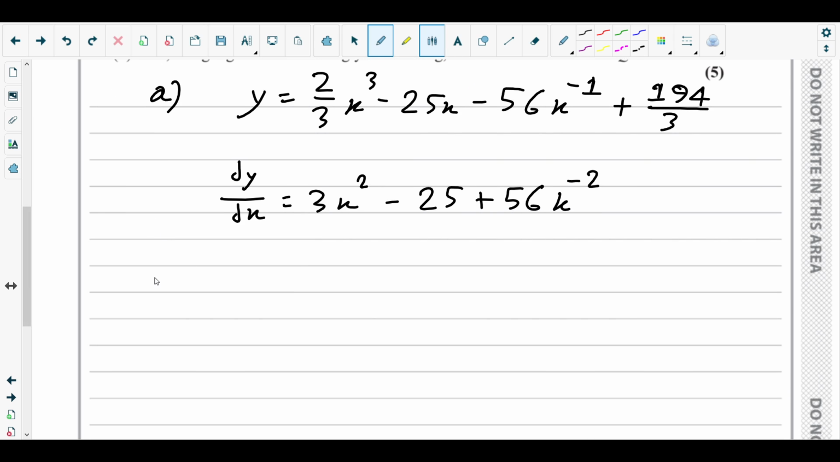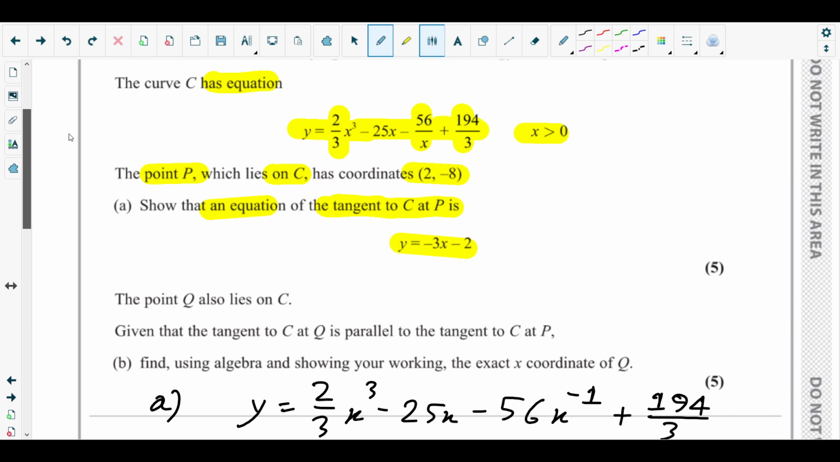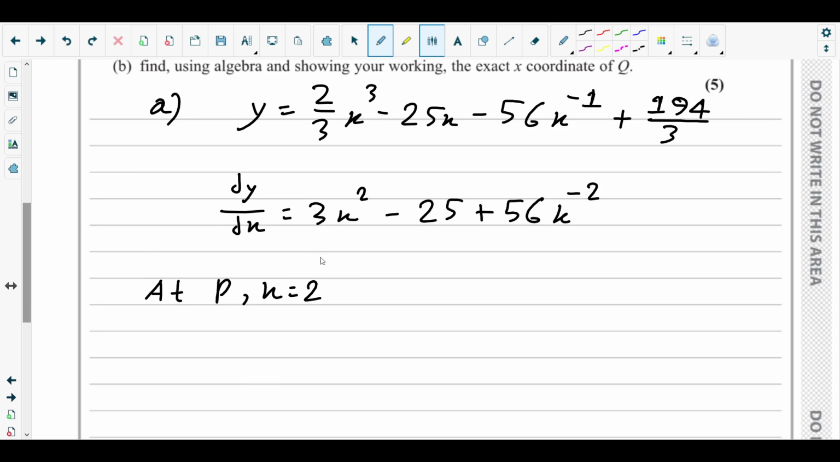Now at P, what would be the gradient of the curve? At P, x equals 2, right? At P, the x coordinate of the curve is 2. So dy over dx would be what?